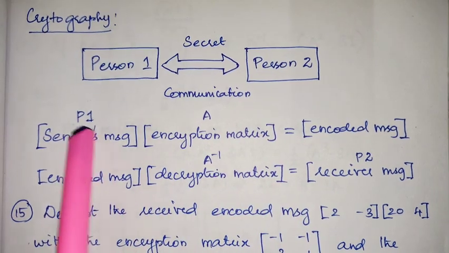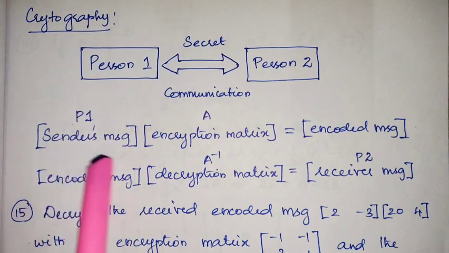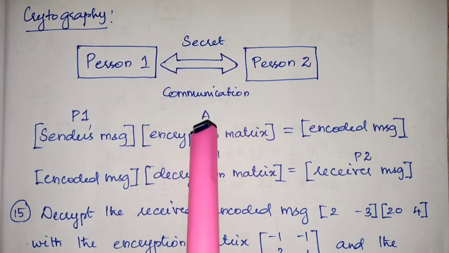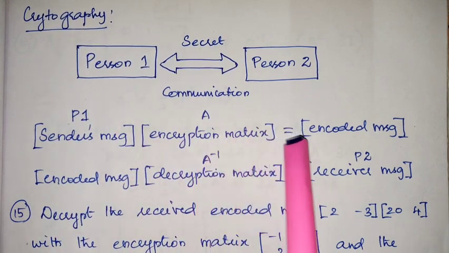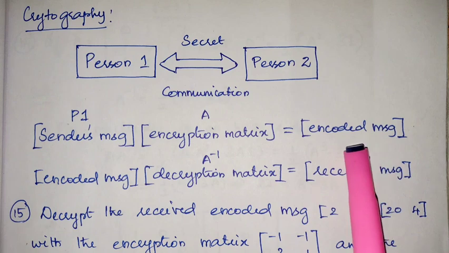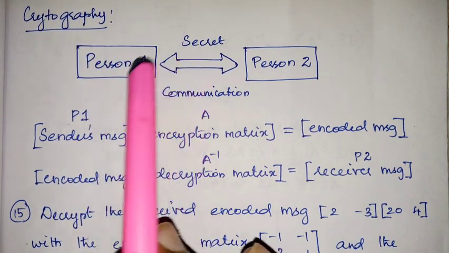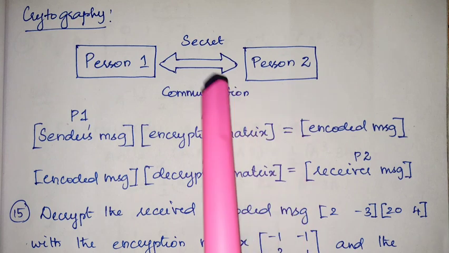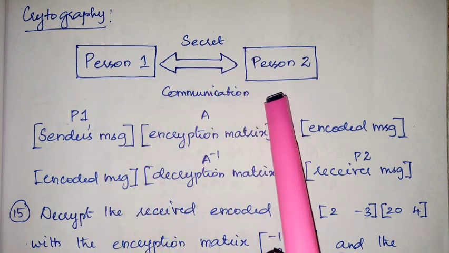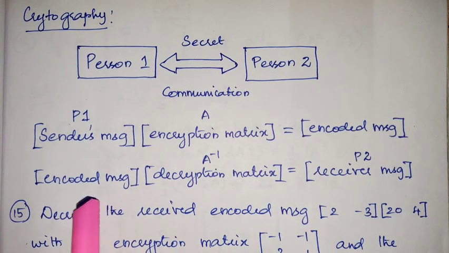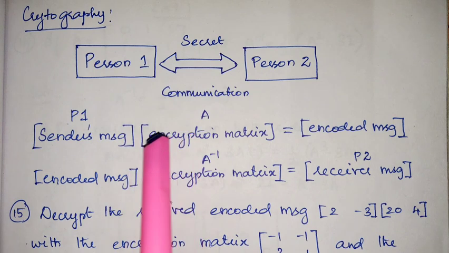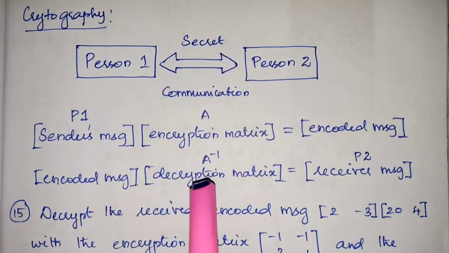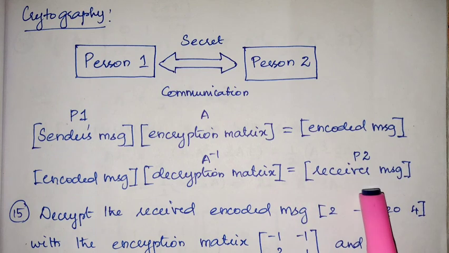So see here, person 1 sends a message. That is converted into a matrix, and that will be multiplied by an encryption matrix, consider it as A matrix. So the sender's message into the encryption matrix will give you another matrix which is called the encoded message, and this will be sent from person 1, maybe by mobile or whatever it might be. Now when this encoded message reaches person 2's mobile, it will be converted back to the original message by multiplying this encoded message by a decryption matrix. This decryption matrix is nothing but A inverse. So the encoded message into the decryption matrix will give you the receiver's message, the original message.